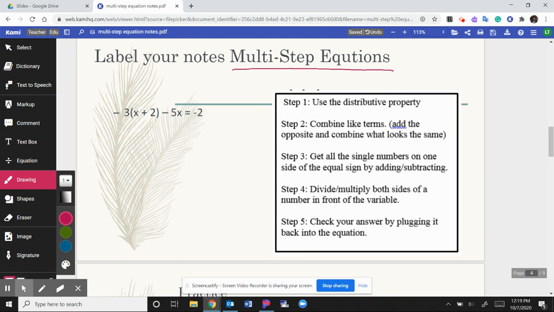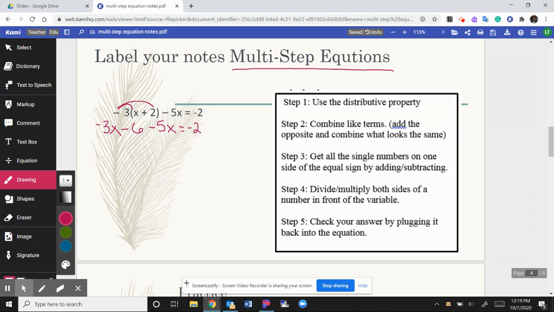So step 1, it says use the distributive property. I'm only distributing in the parentheses. Distributive property really means multiplying. You get a negative 3x. Negative 3 times 2 is a negative 6. Bringing down that minus 5x. And then bringing down the negative 2.